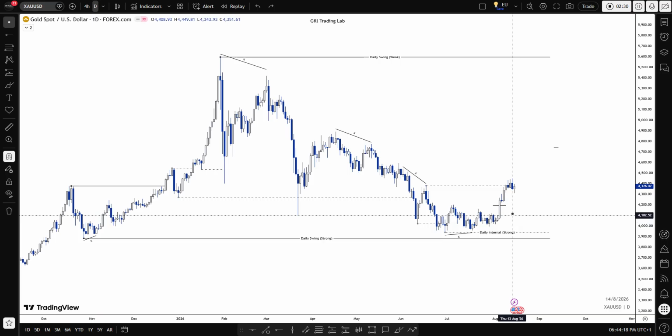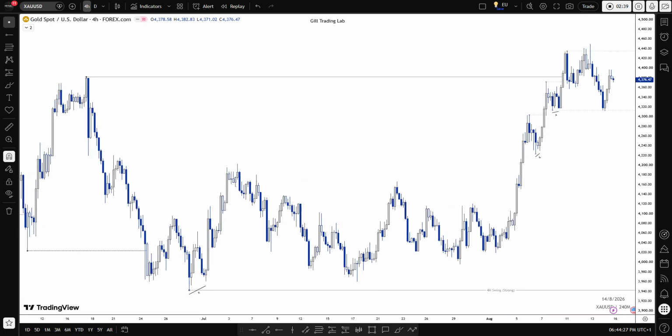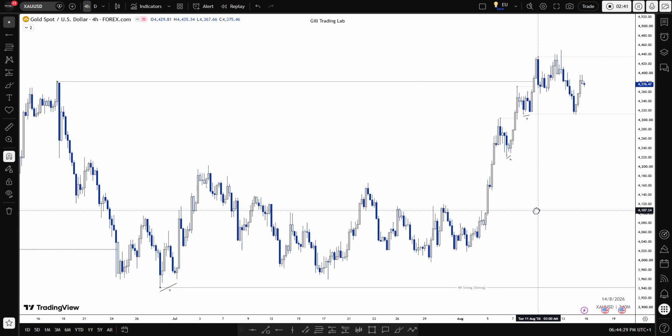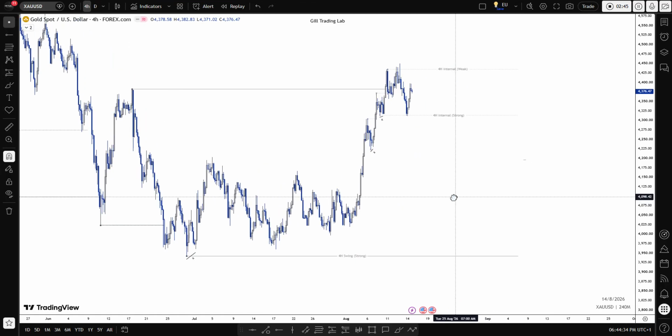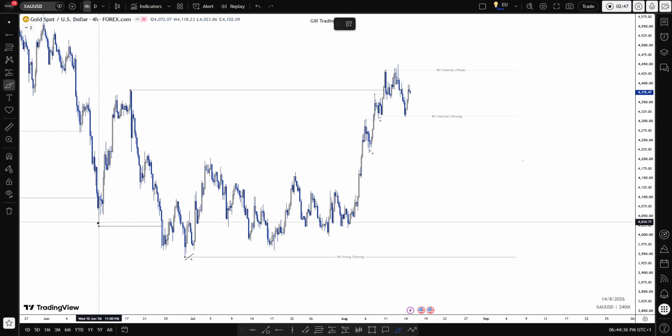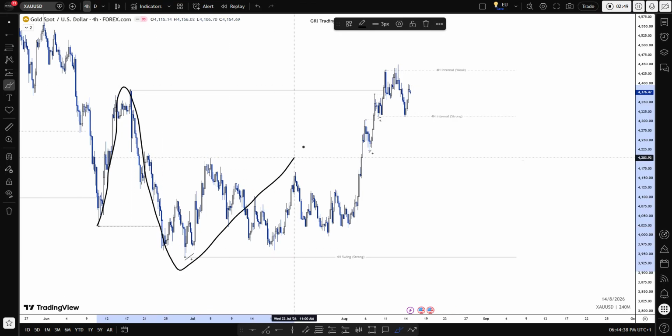Let's drop down to the 4-hour time frame. So on the 4-hour time frame, this is my swing structure. Let me put it like this. So this is my swing range.